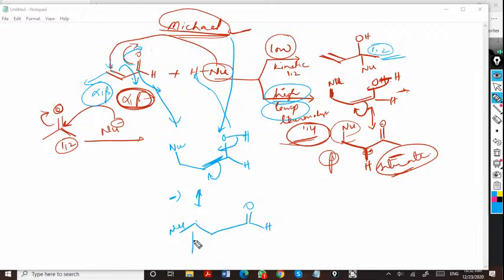The product will be a beta nucleophile-added saturated compound, a saturated carbonyl compound.